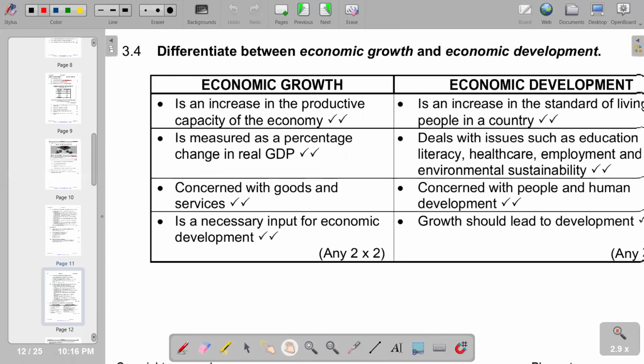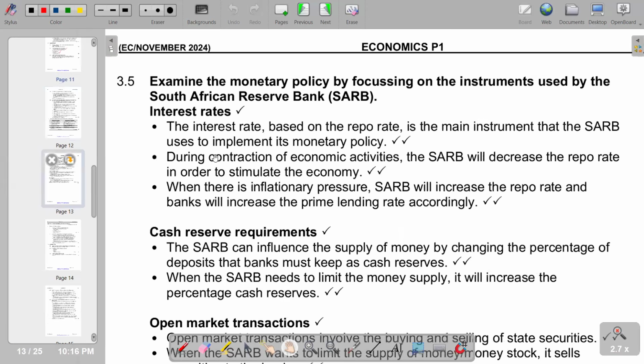So moving on to the next question: examine the monetary policy by focusing on the instruments used by the South African Reserve Bank. We know that the monetary policy is set by the central bank of the country. The South African Reserve Bank is the central bank of South Africa, the one in charge of setting the interest rates. So these are the instruments that are used in setting the monetary policy.